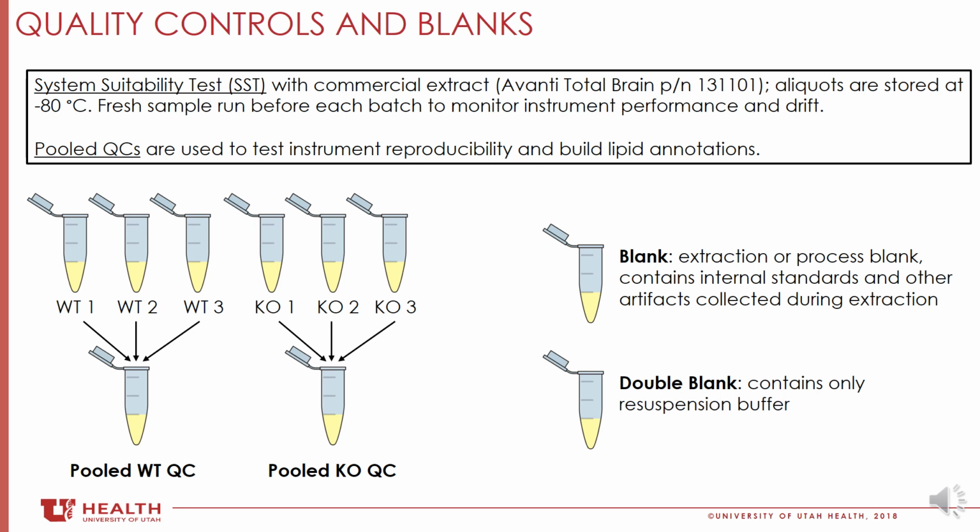There are two different types of blank samples. The blank is also called an extraction or process blank and consists of everything seen during the extraction except for actual biological material. This allows us to monitor any artifacts picked up during the extraction or run and eliminate false positive lipid annotations. We also use a double blank, which contains only the resuspension buffer.